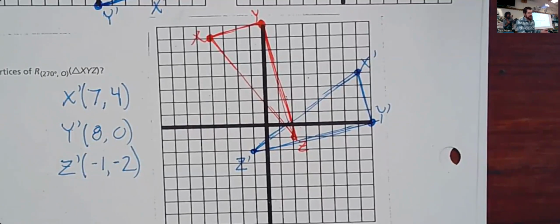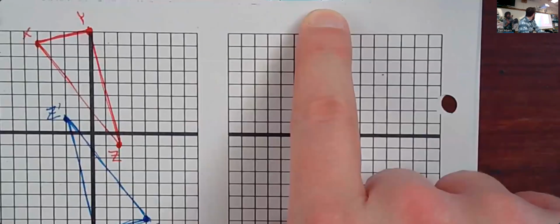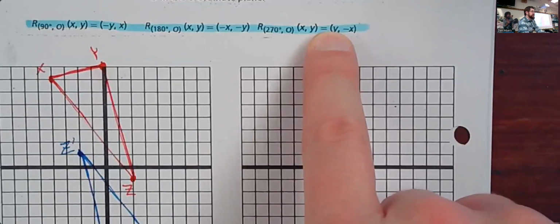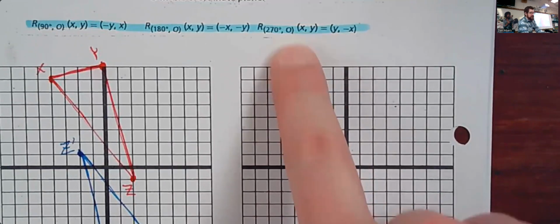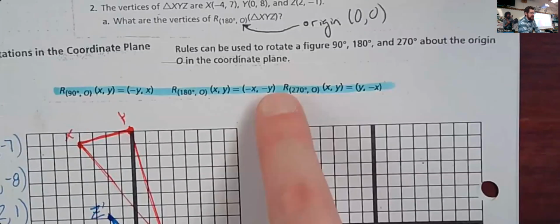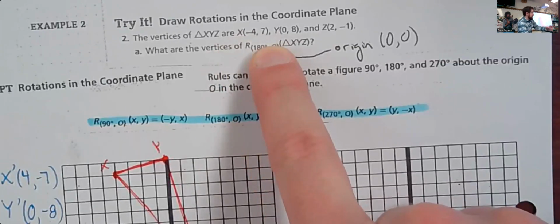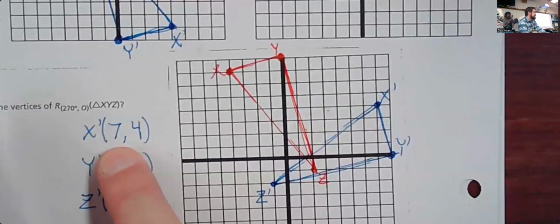So for x prime, what we did is we took the original y value, and we put it here. Because the rule says take the original y value and move it to the position of x, but don't change the value. And then take the original x value, move it to the y value position, and then take its opposite. So basically, we're taking our 7 and we're putting it here. And we're taking our -4 and we're putting it here, but then we're taking the opposite of that. So it'd be +4. So that's where we get 7, 4 from.